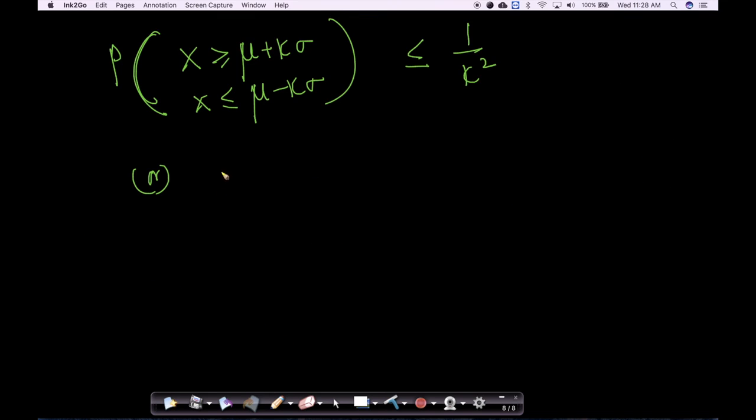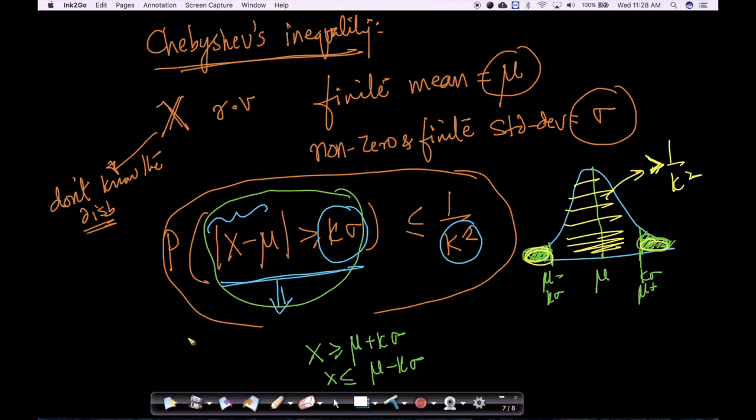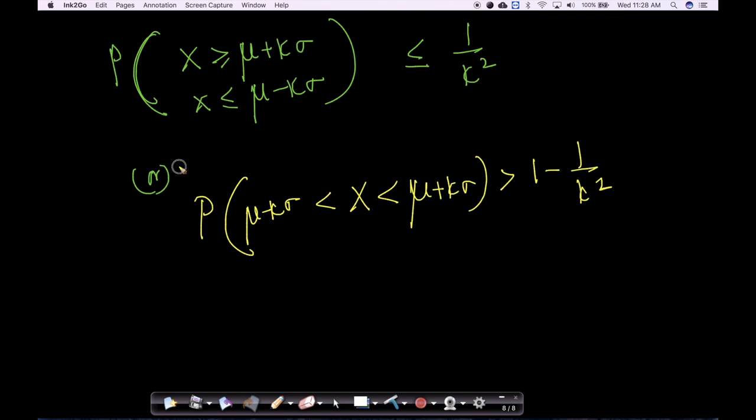So in other words, we can write Chebyshev's inequality as, this is my favorite way of doing it, the probability that X is greater than mu minus k sigma and less than mu plus k sigma is greater than 1 minus 1 by k square. Most textbooks, most Wikipedia articles write the other form. That is a little confusing to me. My preferred formulation is this.